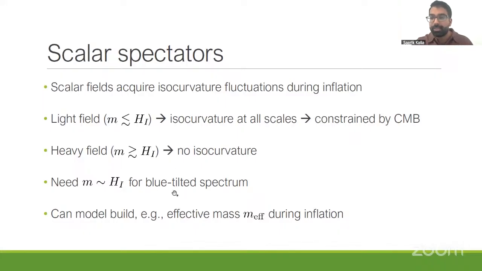By blue tilted, I mean that it has very small fluctuations on large scales, but very large fluctuations on small scales. So you can avoid constraints while still getting interesting signatures out of it. So that's a nice regime to live in. It will have nice consequences, and it's also allowed.